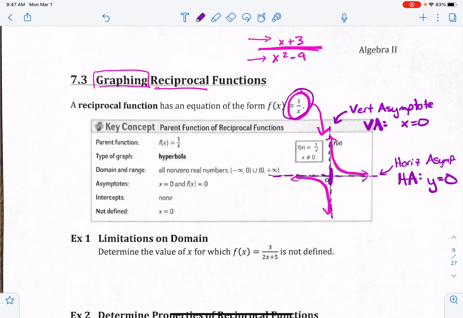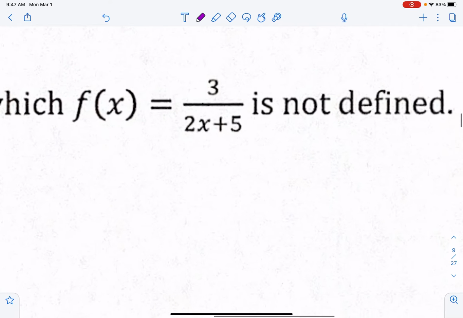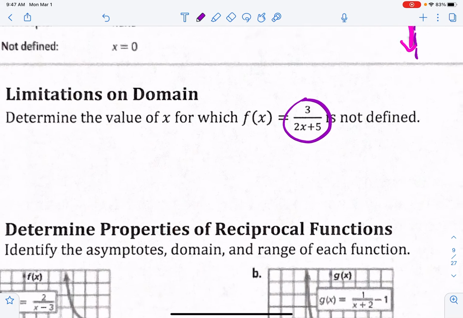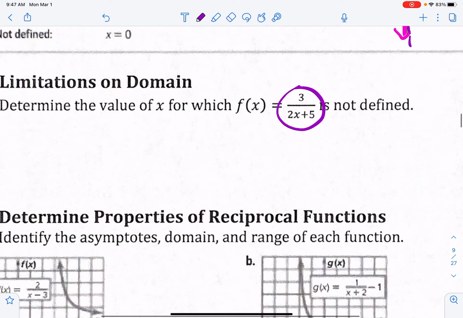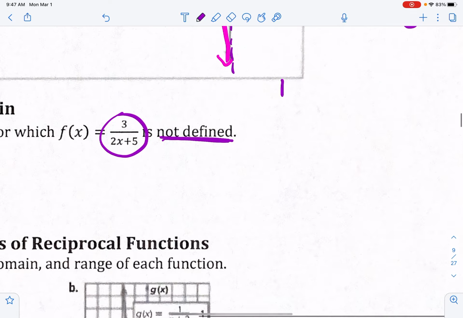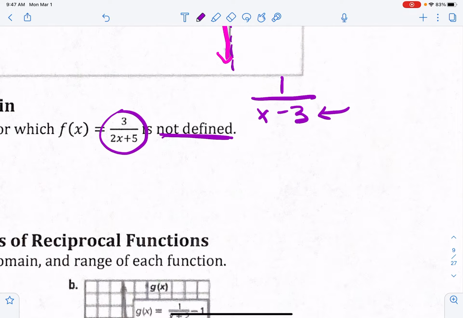Now, they're going to start to add different numbers into here. So for this one, they want us to look at this and determine where the VA is. It says specifically that what we're looking for is to determine the value of x for which it is not defined. We've had problems like this before, like 1 over x minus 3, where is x undefined? And we basically say, what can x not be in order for the bottom not to be 0? I don't want 0 to be what the bottom is.